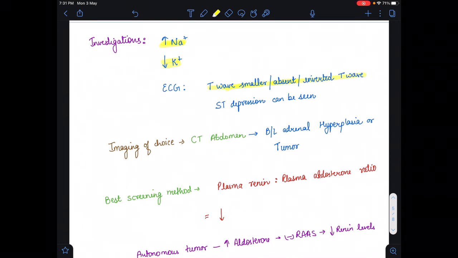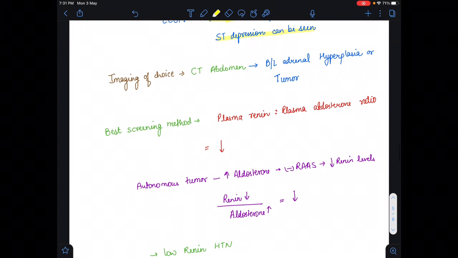And there is ST depression also can be seen. So what is the imaging of choice? So imaging of choice is CT abdomen. Why is the CT abdomen the imaging of choice? Because primary hyperaldosteronism is caused by adrenal hyperplasia or tumor. So we can see adrenal hyperplasia and tumor in the CT of the abdomen. That's why it is the imaging of choice.